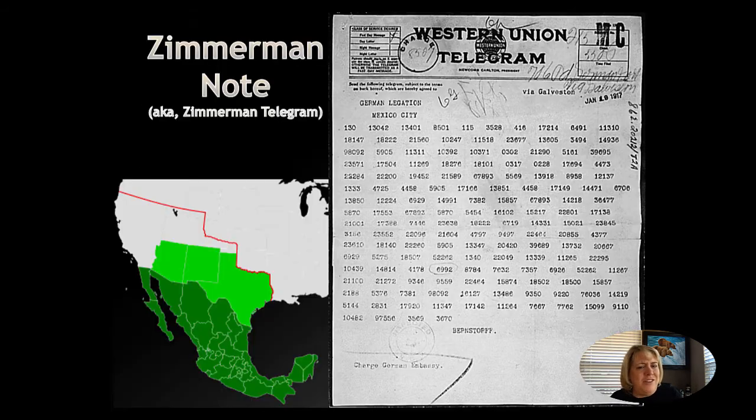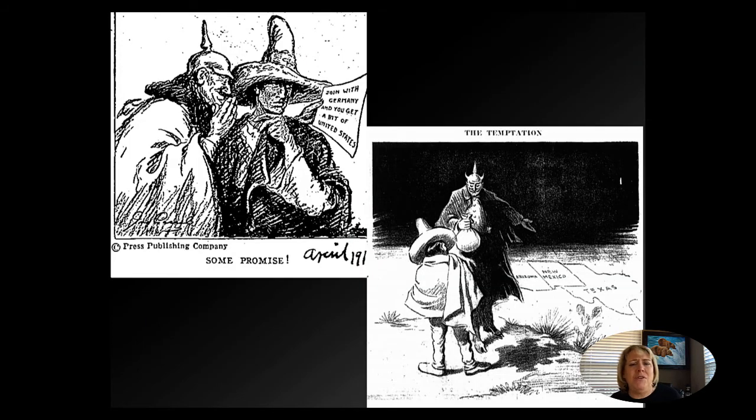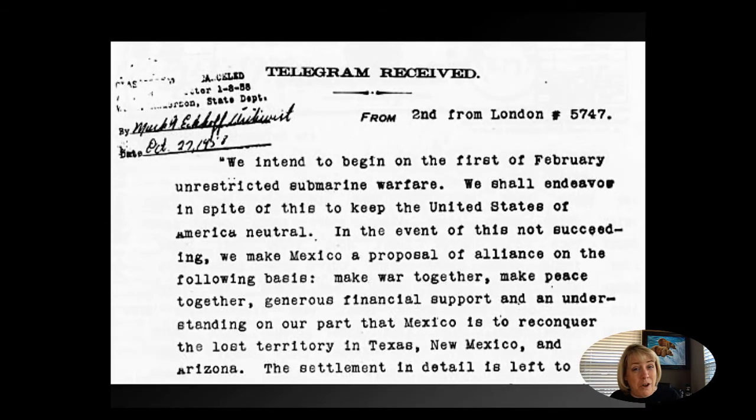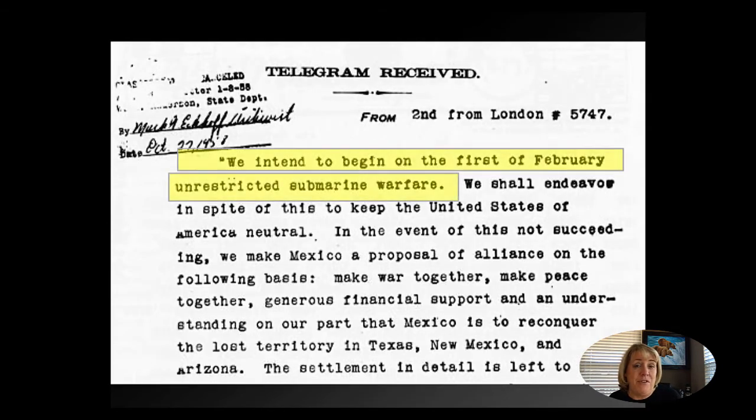But America's still not ready to enter the war. That is, until that telegram I told you about. It's known as the Zimmerman Note or the Zimmerman Telegram, and it was a communique between Germany and Mexico. In this communique, basically Germany is trying to get Mexico's support to keep America out of the war, because Germany's no fool. They know that America is getting closer and closer to joining this war, which will just be one more country that they will have to face.